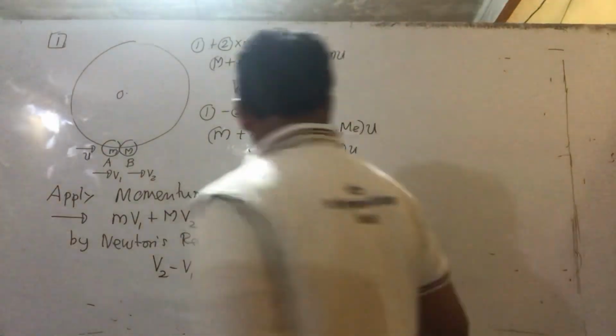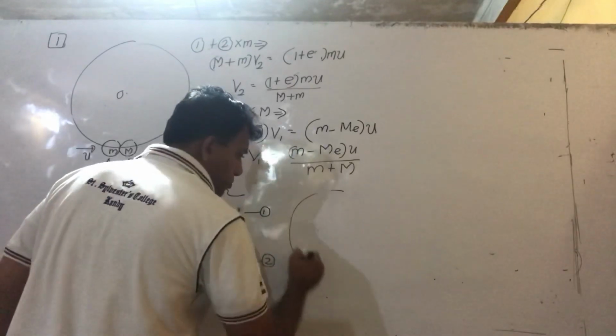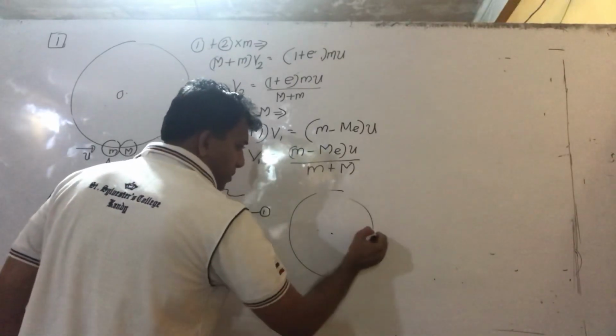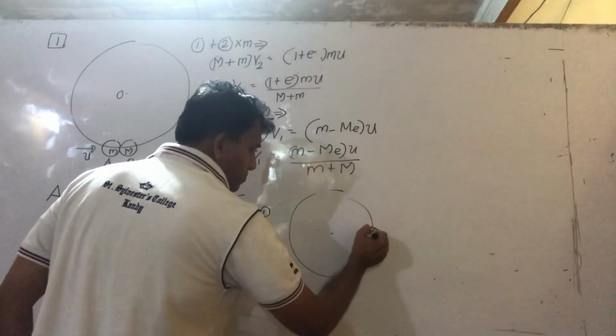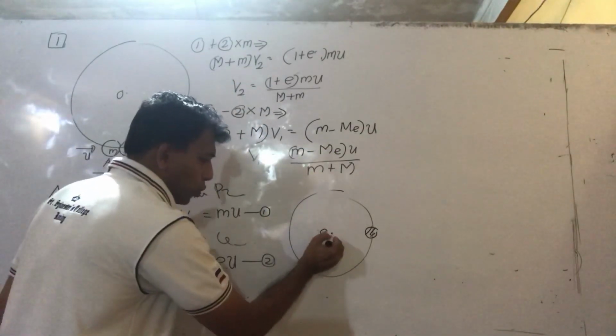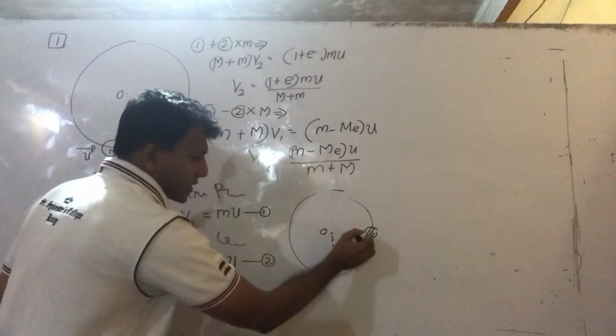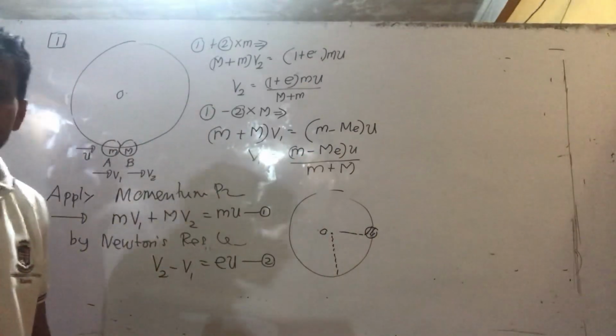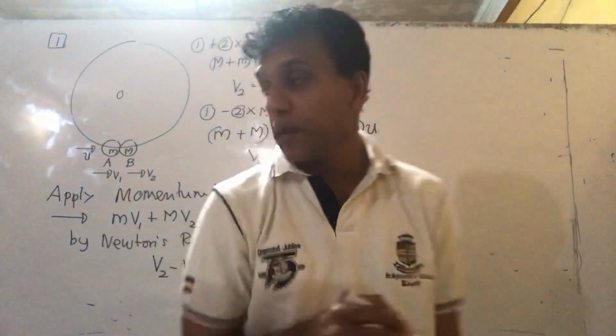So if I show it in diagram form, somewhere here A moved, and the actual center is O. From here to here they said a distance of pi a by 2, that's how far A moved.